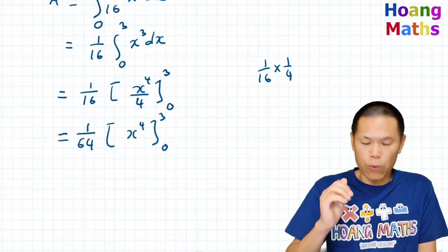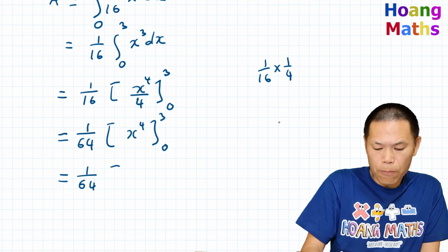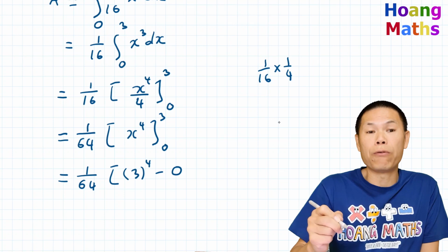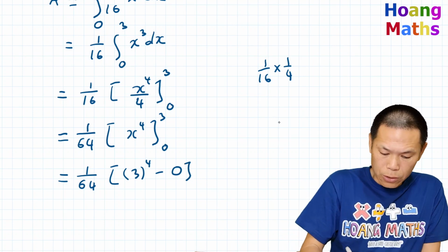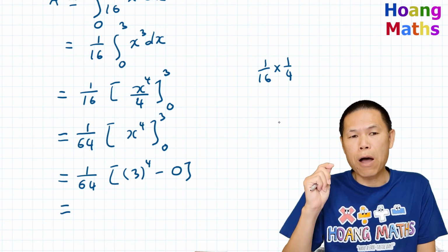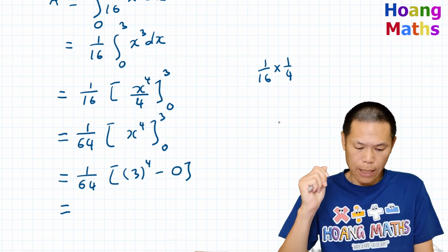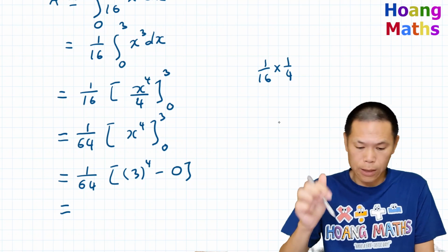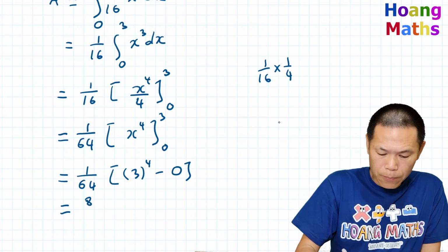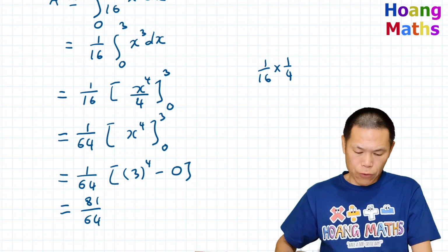So now we just evaluate this. So that would give me 1 over 64 and then 3 power 4 minus 0 power 4. And 0 power 4 is 0 anyway, so just minus 0. So there you go. And we know that 3 power 4 is 81. Otherwise, you can just put it down on a calculator exactly the same on the screen and you should get the answer. That is 81 over 64. So 81 over 64. Let's just put it on a calculator if you like.